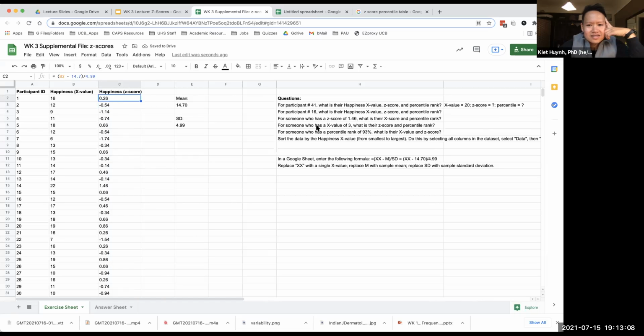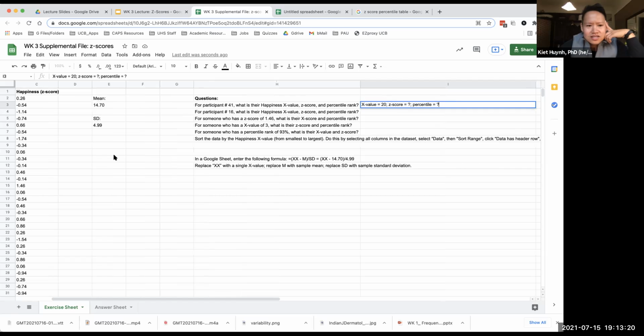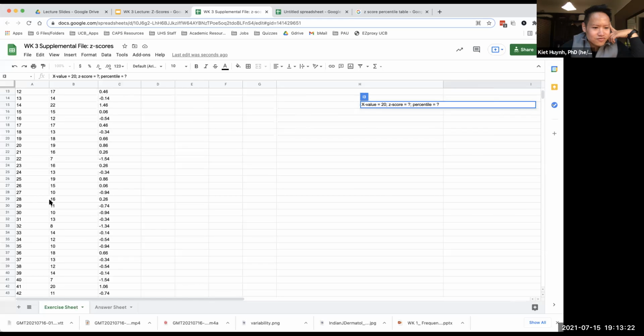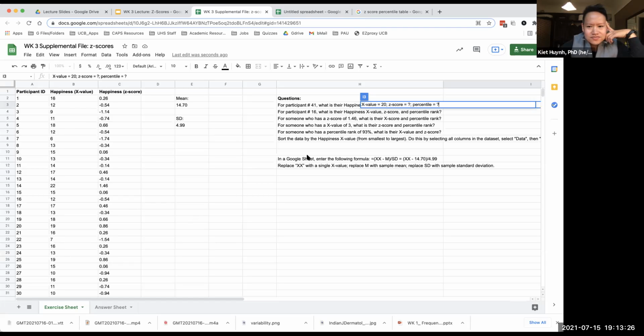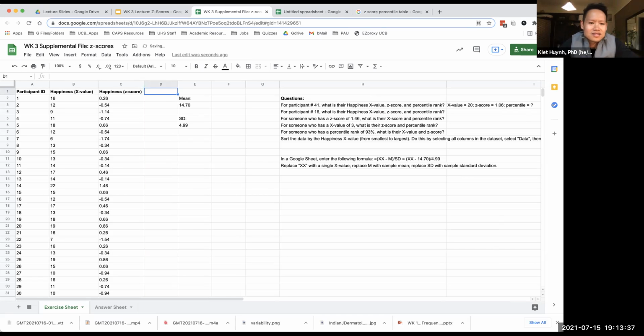All right. So now to answer this question, the Z-score for X value of, for number 4, participant 41, the Z-score is what? Participant 41, the X value is 20, the Z-score is 1.06. Okay, what is their percentile rank? We still need to compute this. We can compute it here. There's the happiness percentile.